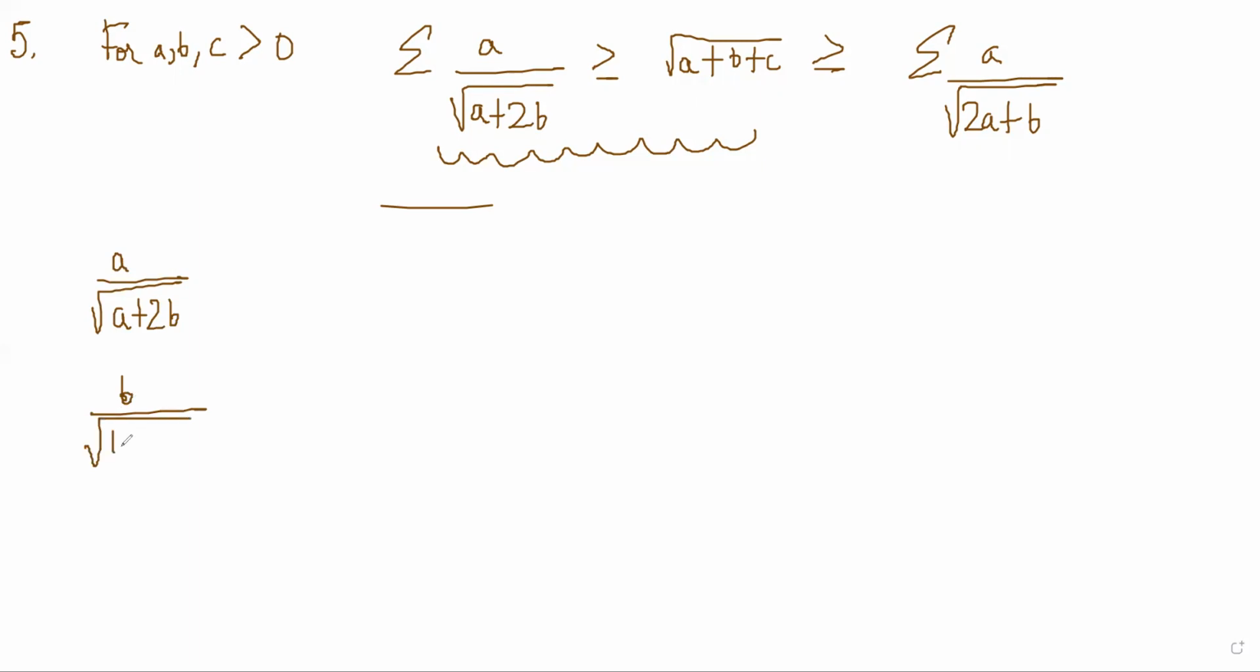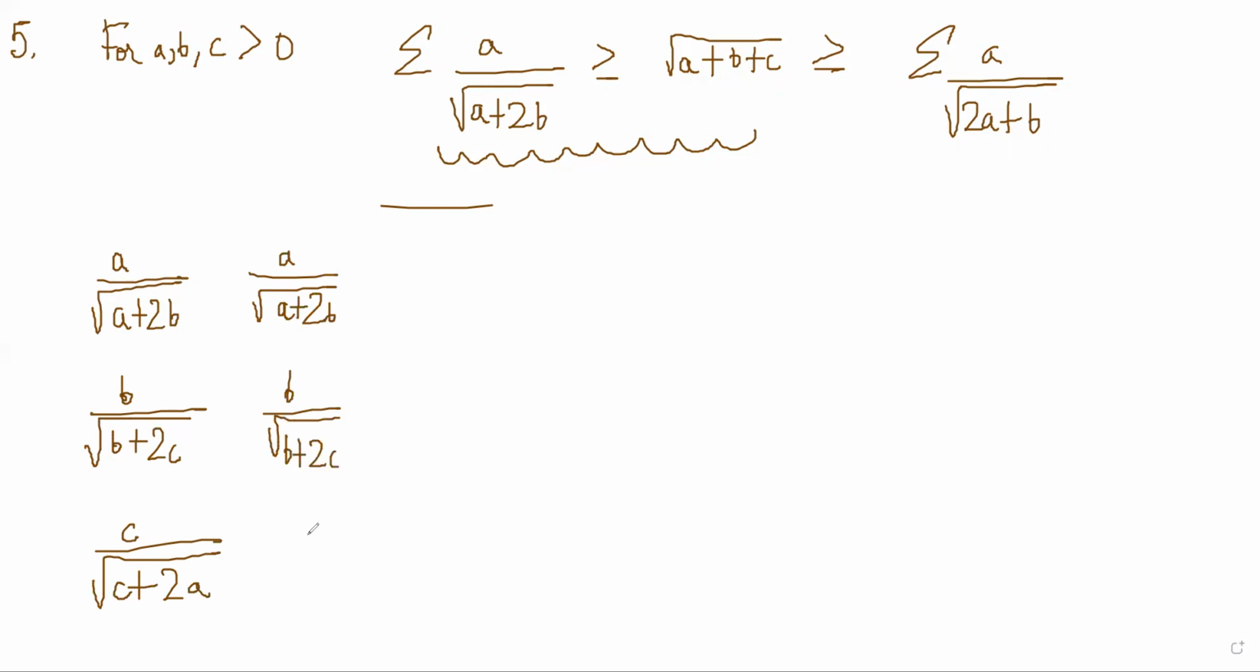So this will be b plus 2c, and this will be c plus 2a. And I need these as a column term, so I will repeat these once more: a plus 2b, b by root over b plus 2c, and c by root over c plus 2a. And here I will put a into a plus 2b. This is exactly mimicking the proof that we did for the IMO problem.